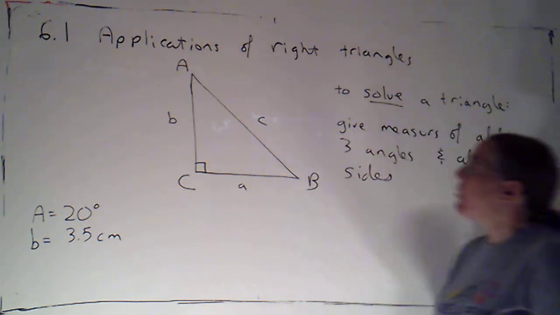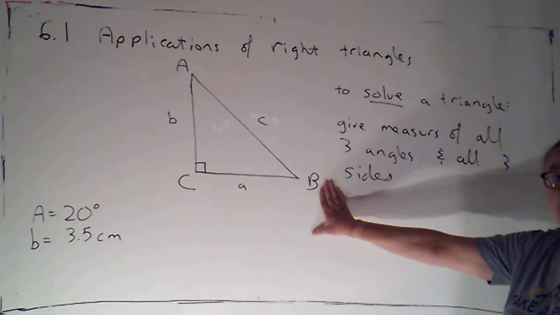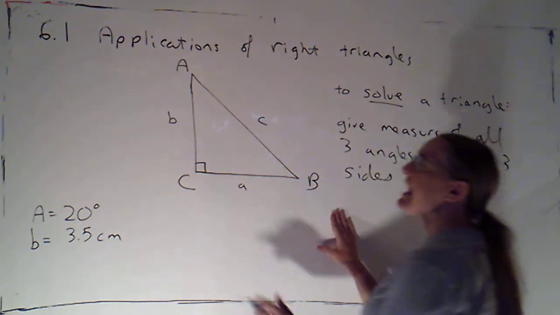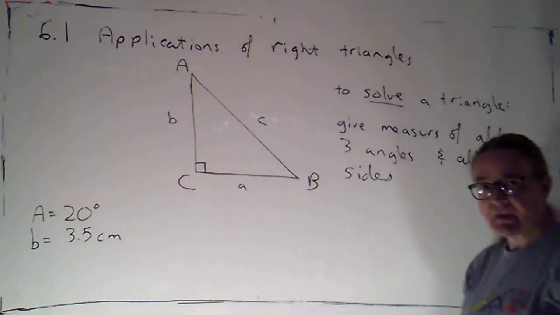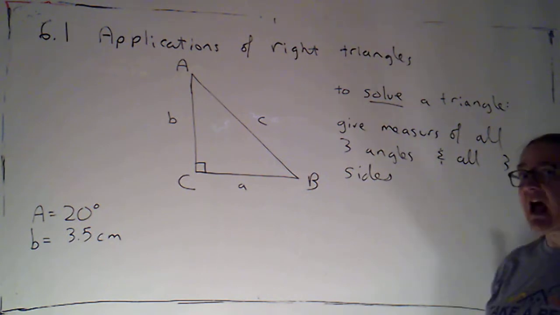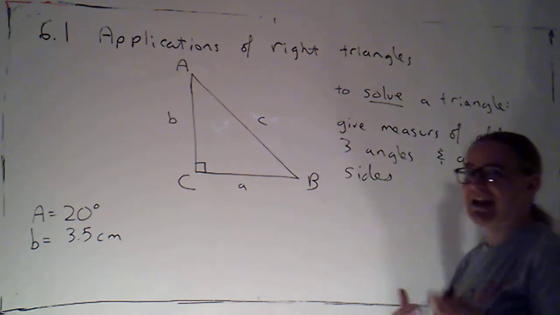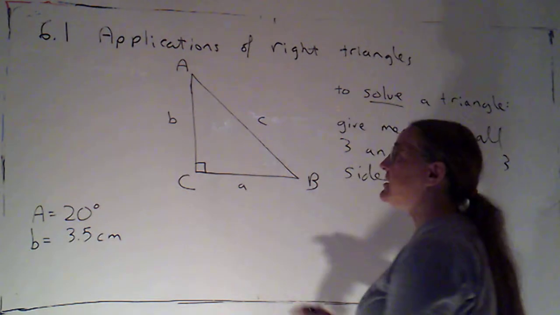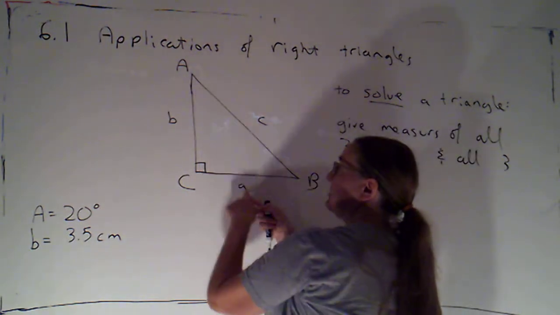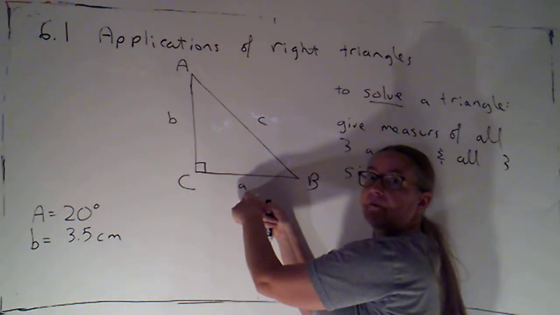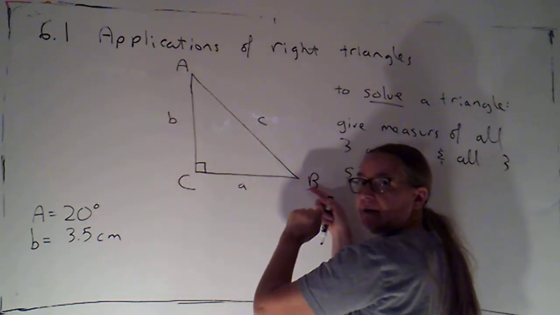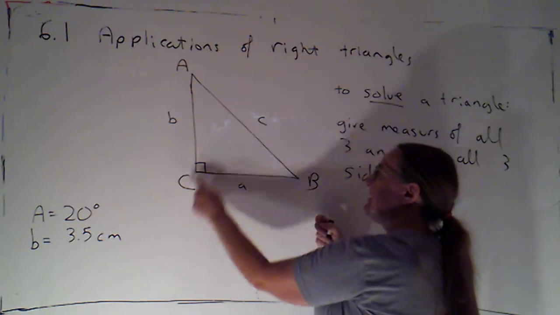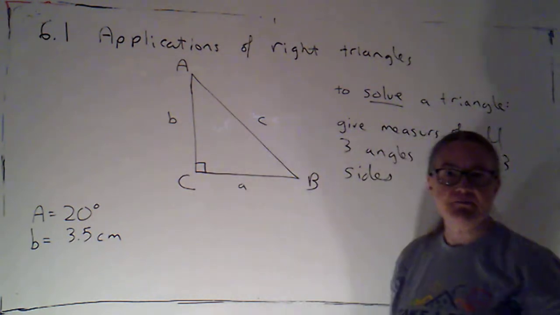Okay, so I want to just remind you of a naming convention that we have for triangles. If I name the 3 angles with the capital letters A, B, and C, then I can name the 3 sides with the lowercase letters a, b, and c. And the convention is whatever side is opposite angle A, we call side a. Whatever side is opposite angle B, we call side b. And whatever side is opposite angle C, we call side c.